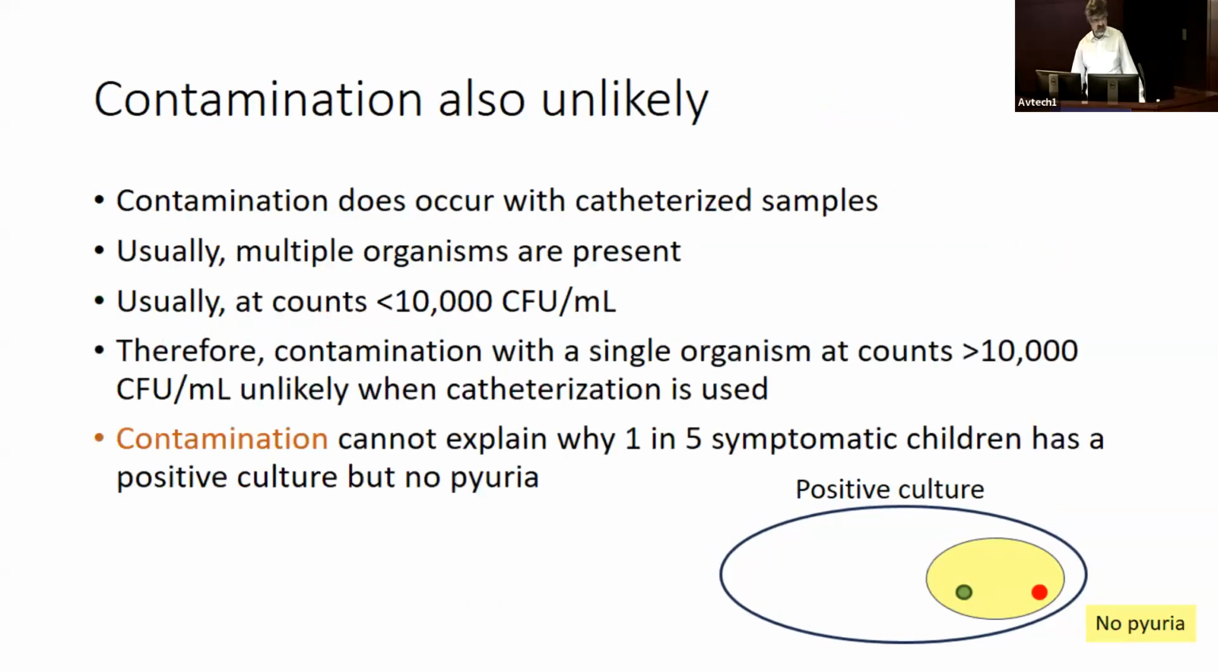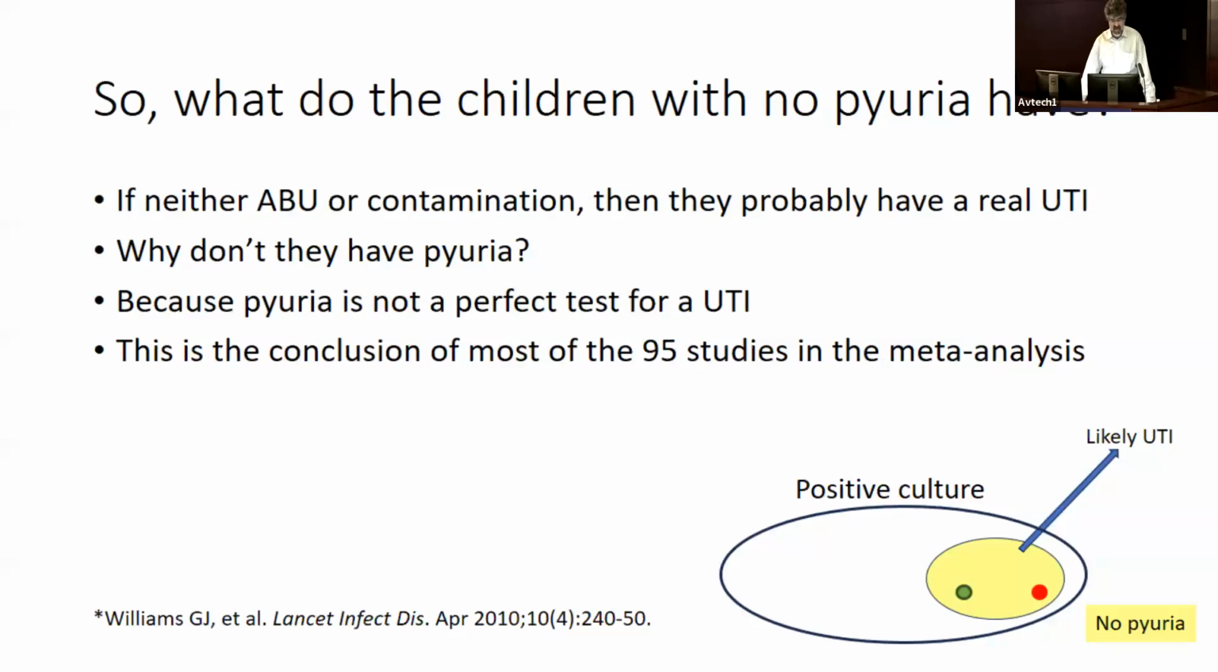And contamination is also unlikely. Contamination occurs all the time with catheterized samples. We see it all the time, but usually there are multiple organisms present, or usually the counts are less than 10,000. So it's usually clear what samples are contamination, and we're not going to confuse it with a positive culture, especially on cath samples, because of those factors. So contamination also cannot explain why 1 in 5 symptomatic children has a positive culture and no pyuria. So the contamination is shown in red, the amount of contamination that can be expected. The ABU is shown in green, and there's a large yellow part that's left unexplained. So what do those yellow children have?